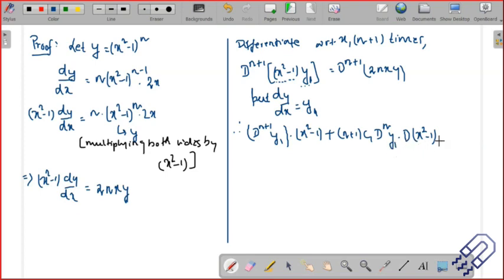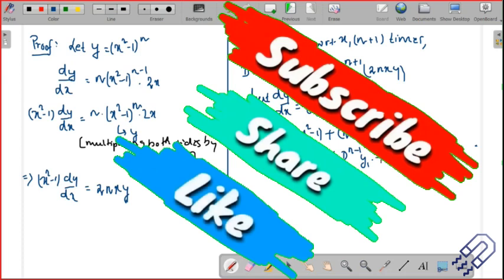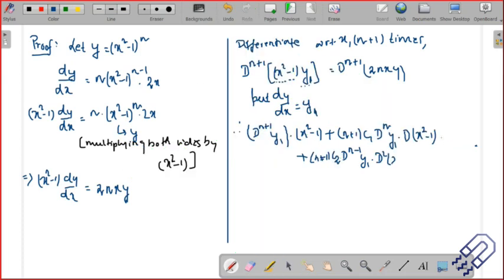Okay, one more differentiation, so I will write one more here, plus n plus 1 into C2, which remains the same. Or maybe I can take it in the next line, otherwise it becomes a bit confusing. So this next term would be plus n plus 1 C2, with d reduced by 1 again, so this is d^(n-1) y1 into d squared of x squared minus 1. Okay, and that's it.